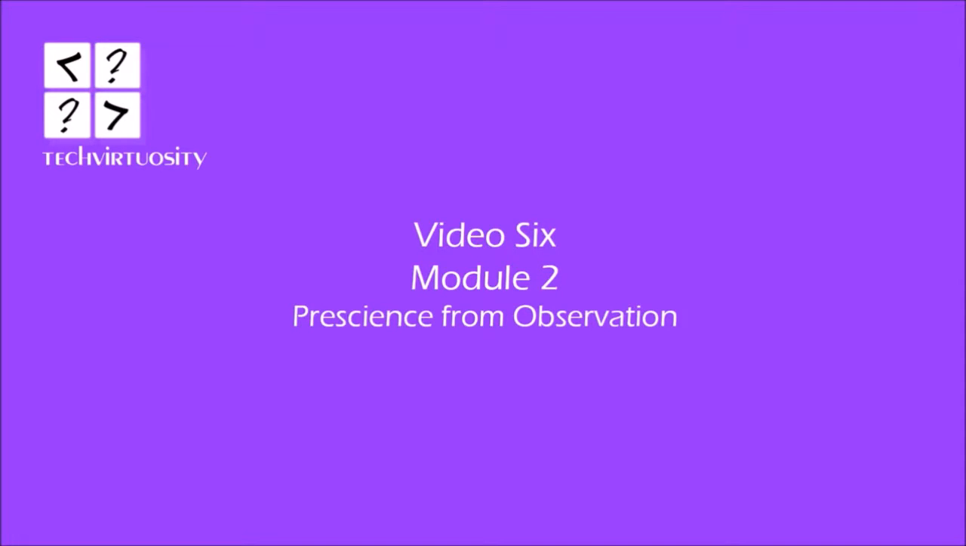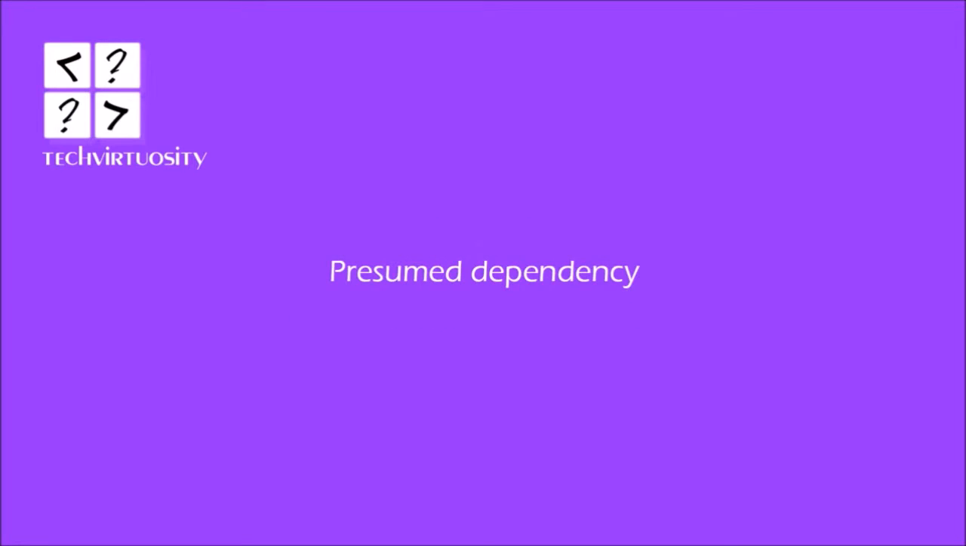Hi guys, welcome back to video 6, module 2, prescience from observation. In this instance, when we talk about prescience from observation, we're going to be talking about a presumed dependency. So here we're going to start to make some deductions about our account holders based on their spending history.